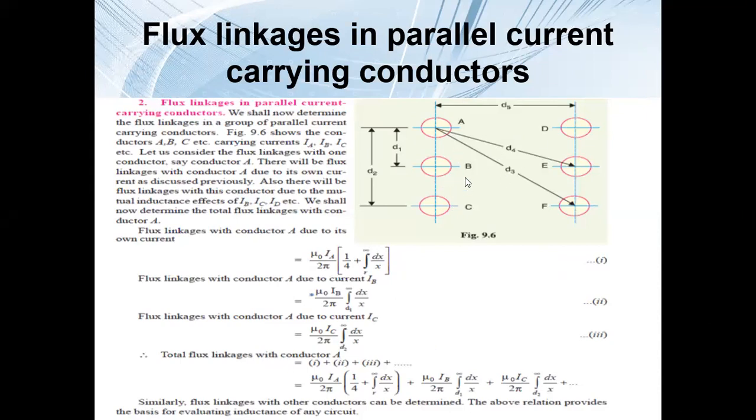Okay, fine. See, in this case, conductor B has its own internal flux linkage, correct? But here you are calculating the flux linkage of conductor A only. Conductor A is taking flux from different other conductors also. I will just share one thing.